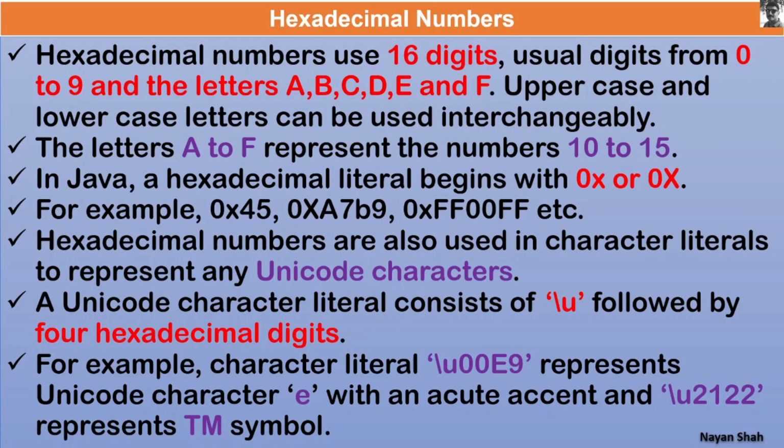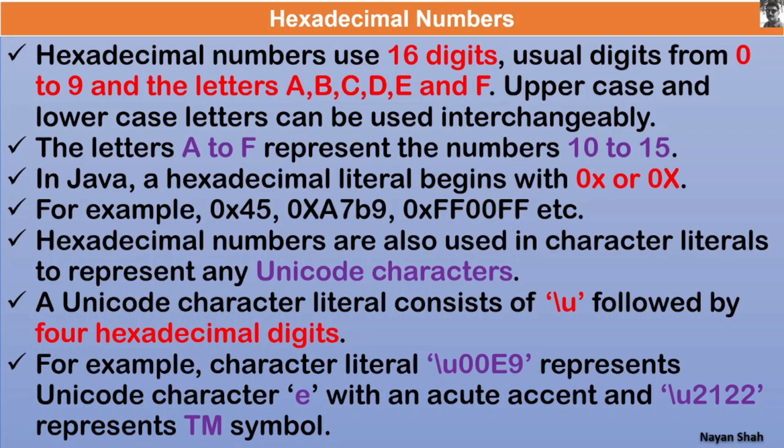Hexadecimal numbers. Hexadecimal numbers use 16 digits, usually the digits 0 to 9 and the letters A, B, C, D, E and F. Uppercase or lowercase letters can be used interchangeably, so you may write small a, b, c, d, e, f, or capital A, B, C, D, E, F. We have already seen this in a previous example. The letters A to F actually represent the numbers 10 to 15 of the decimal number system. So F is equivalent to 15 and A is equivalent to 10.